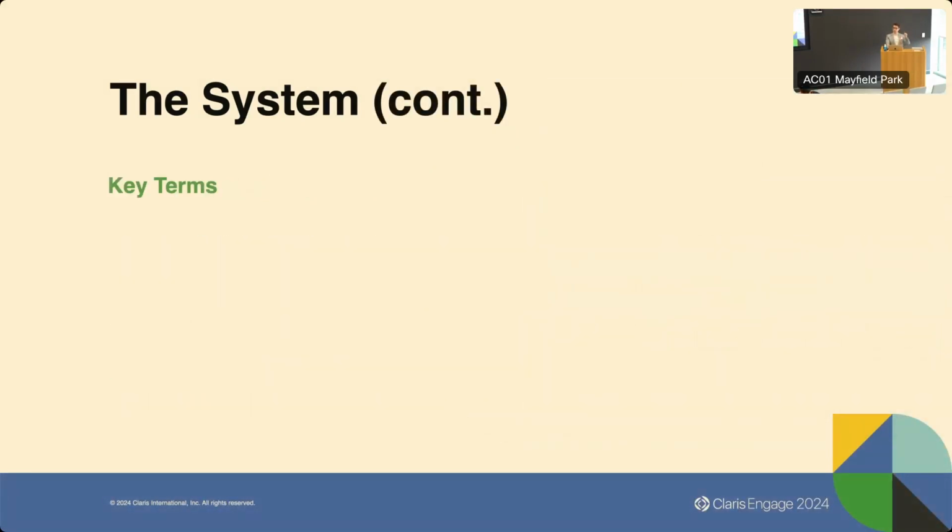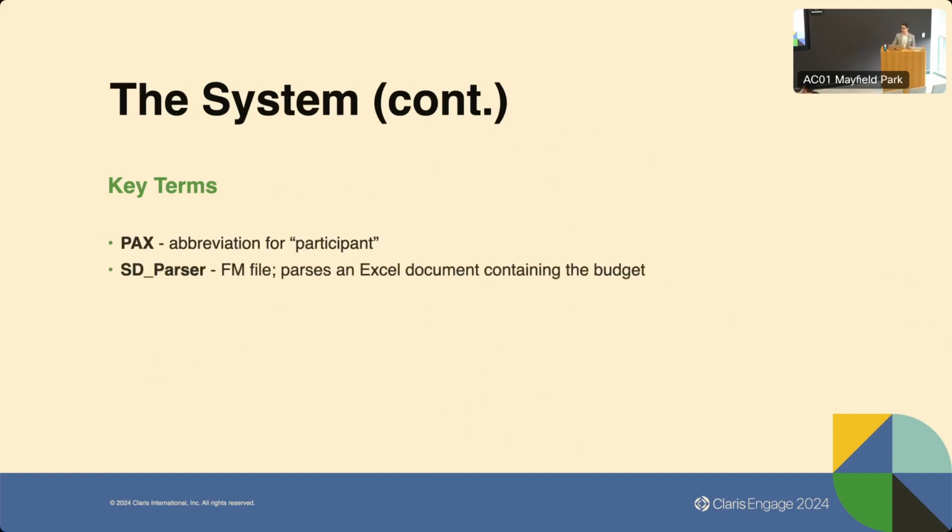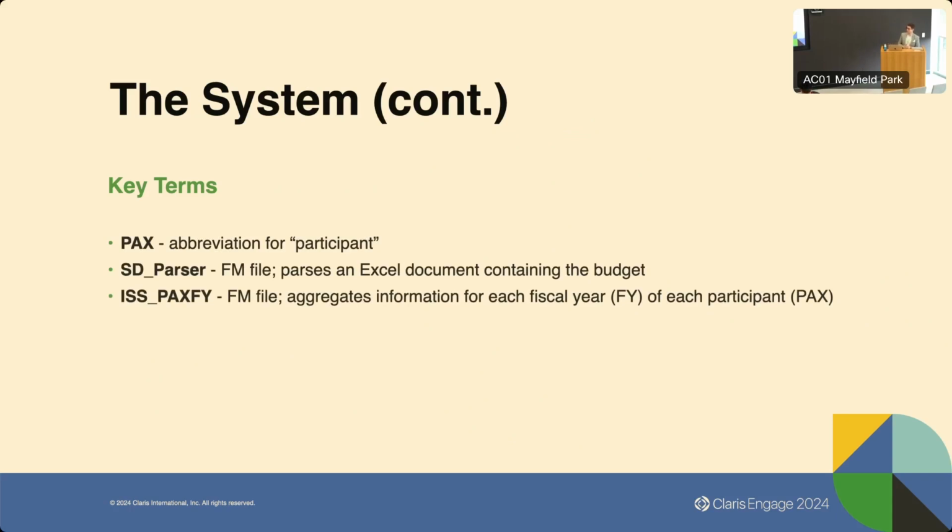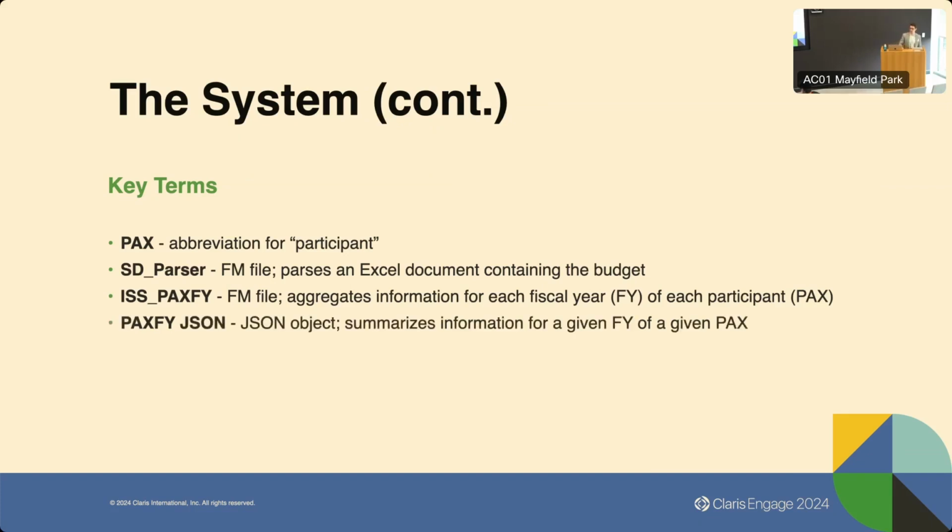Some key terms that will help our conversation: PAX, which is just our abbreviation for participant. Anywhere you see the word PAX, that's an abbreviation for participant. We use it in field names, table occurrence names, scripts, all over the place. The SD parser is a FileMaker file that does the job of parsing the Excel document that contains the budget. ISS PAXFY is a FileMaker file that aggregates information from each fiscal year, hence FY, for each participant. PAX, so PAXFY. Pretty clever. We have the PAXFY JSON, which is a JSON object within that file that summarizes information for a given fiscal year of a given participant.